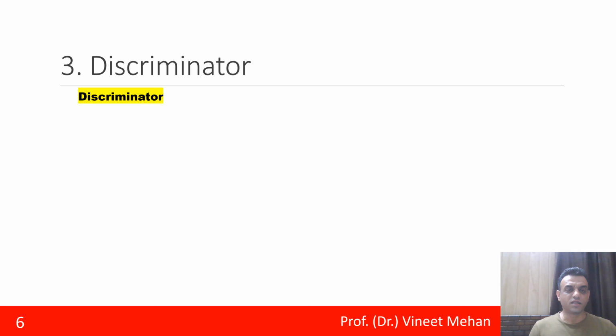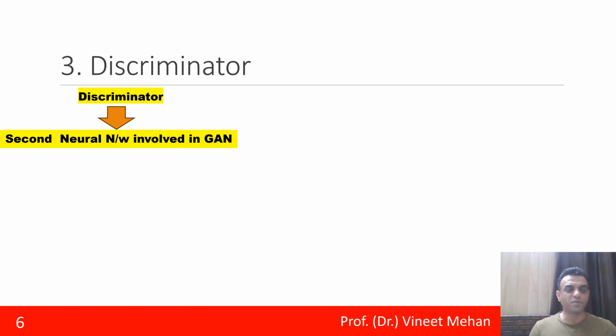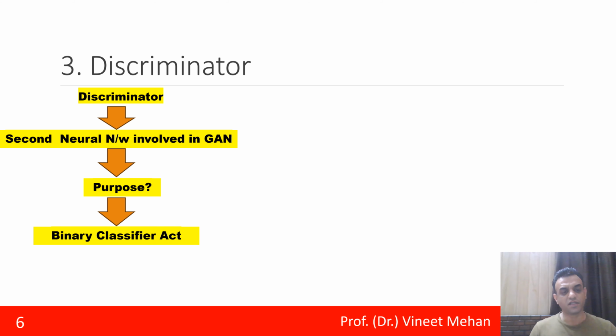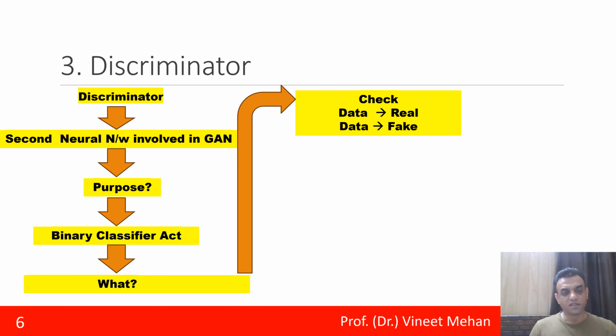Then the discriminator. Discriminator is the second neural network that is involved in generative adversarial network, and the purpose of the discriminator is that it acts as a binary classifier. Now what is this binary classifier? This binary classifier checks whether the data is real or whether it is fake.